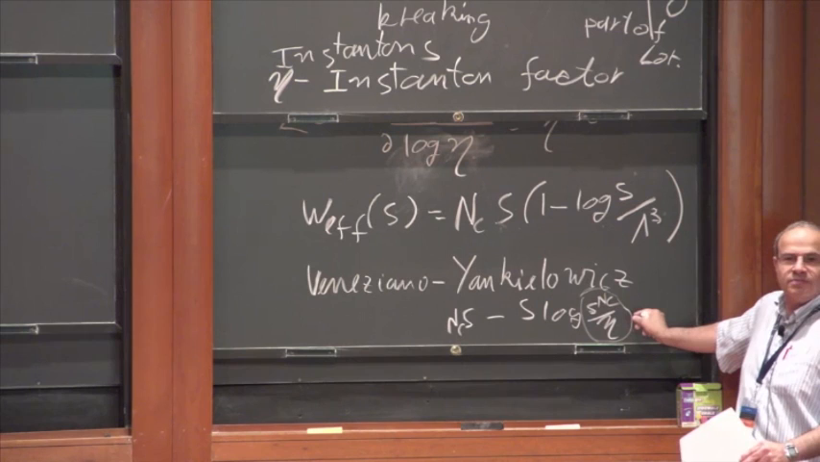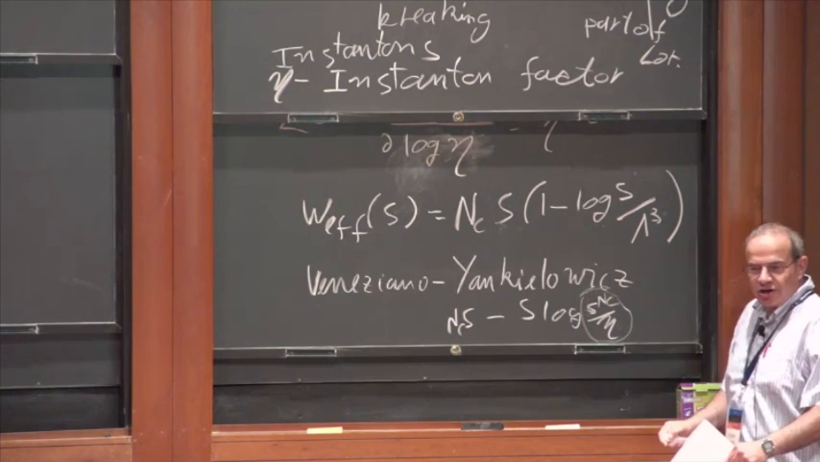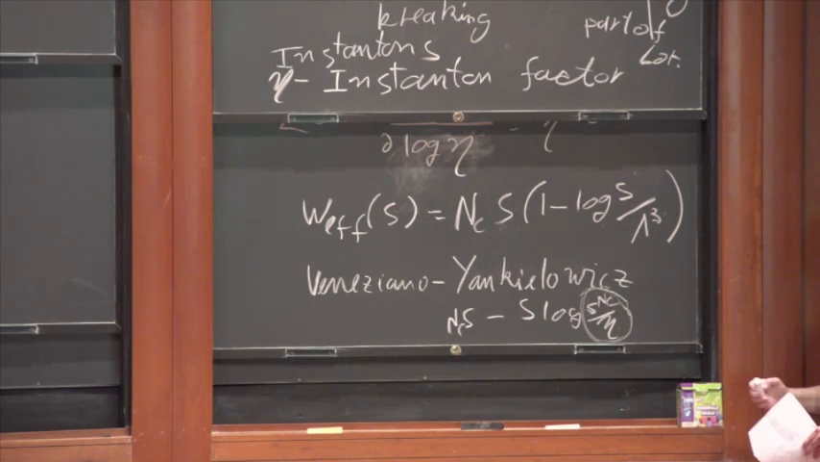So S has R charge 2, S to the NC has R charge 2NC, which is exactly the R charge of eta. So this combination is invariant under the U1R symmetry. And therefore, this Lagrangian is invariant under the full U1R symmetry, provided we remember to rotate eta appropriately.